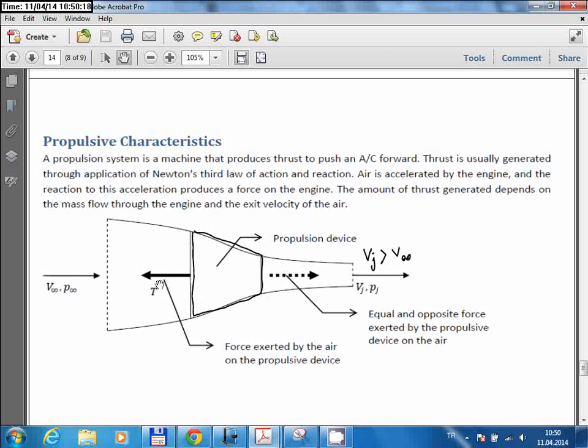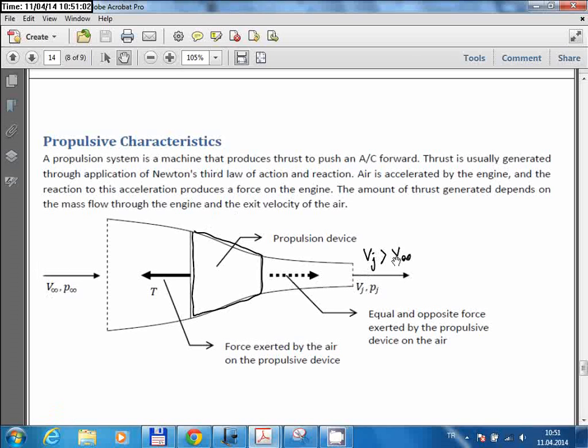If you look at how it works, a certain amount of air goes into the propulsion device, and the same amount of air leaves the engine. Okay, so there's no air accumulation within the engine. So whatever goes in just goes out. But the difference is the propulsion device or the engine accelerates the air. Okay, so the entering air has a certain speed, and as it leaves the engine, it leaves with an increased speed. So if you call the inlet speed V infinity, the exit speed is Vj, and Vj is always greater than V infinity. So how is that possible?